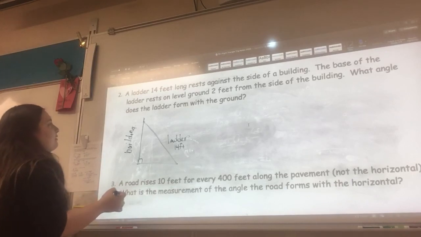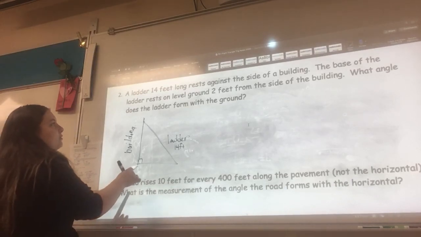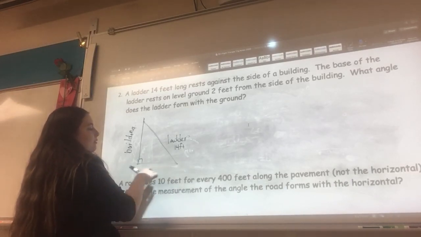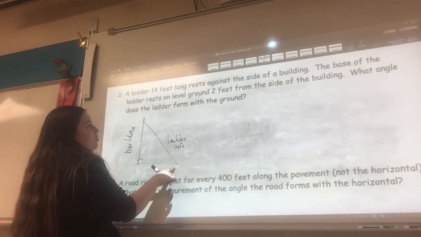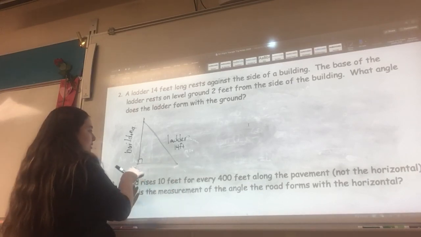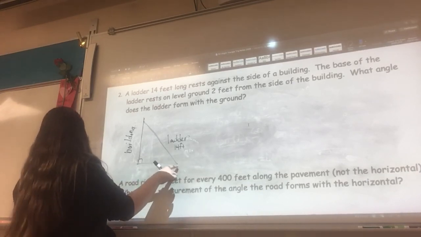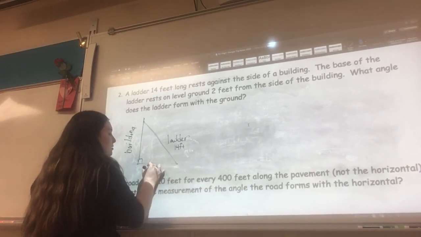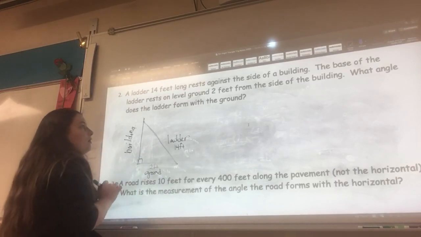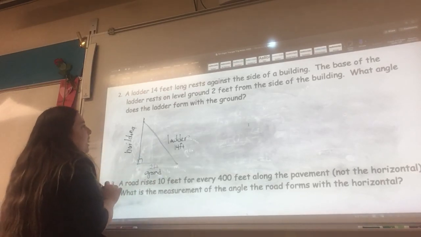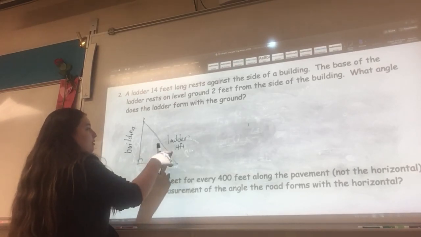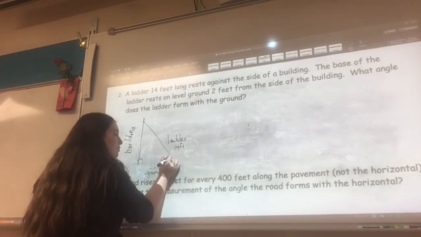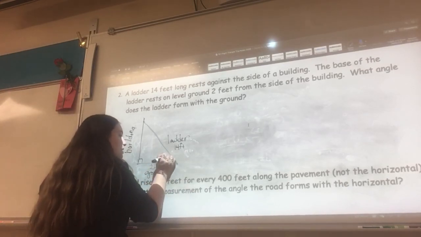The base of the ladder rests on the level ground, which is 2 feet from the side of the building. So from building to the base of the ladder, this is our ground, is 2 feet. What angle does the ladder form? So ladder to the ground. So we are looking for this missing theta.